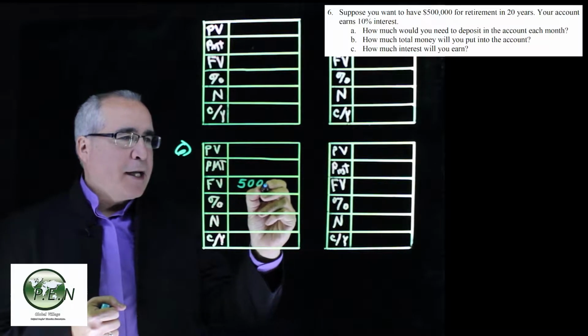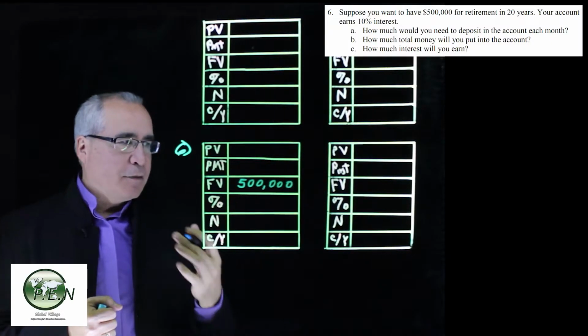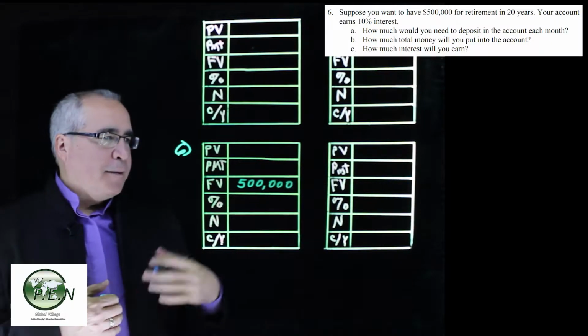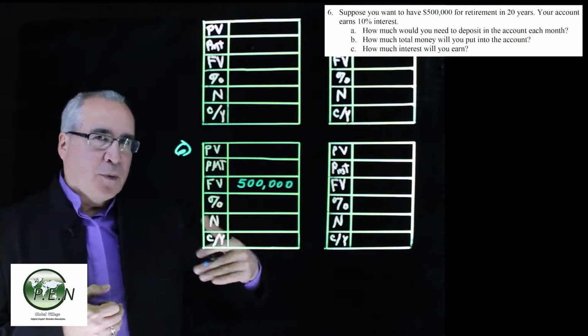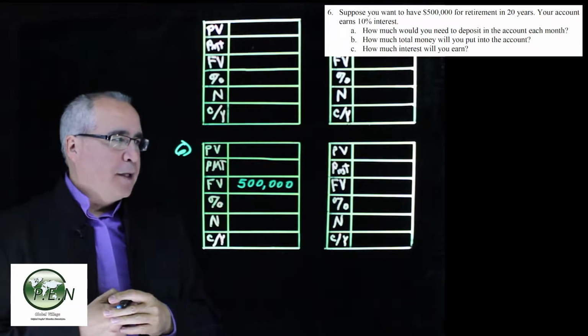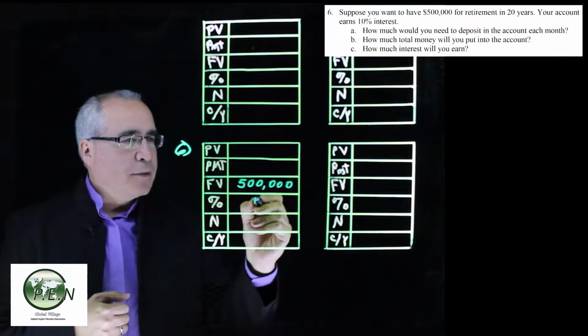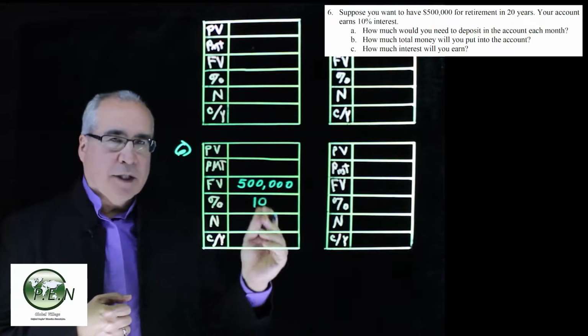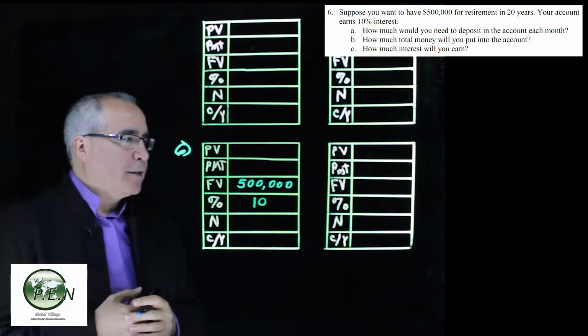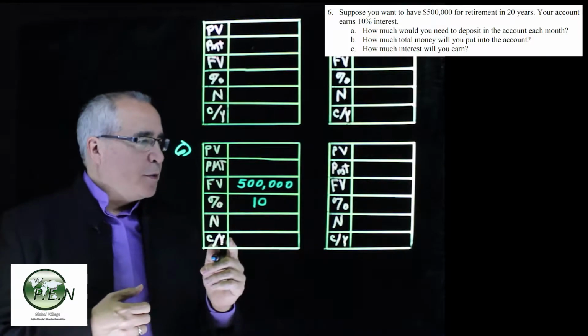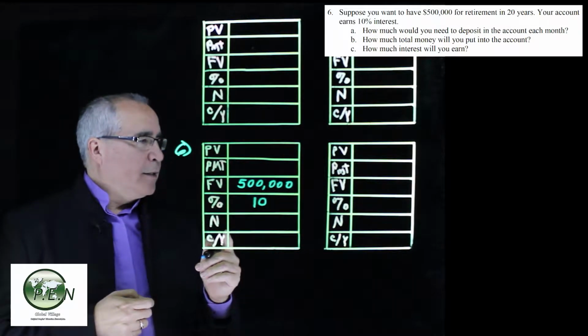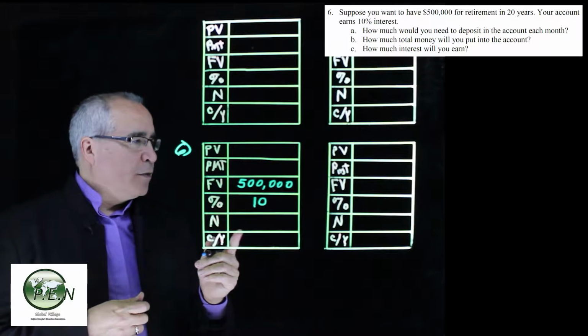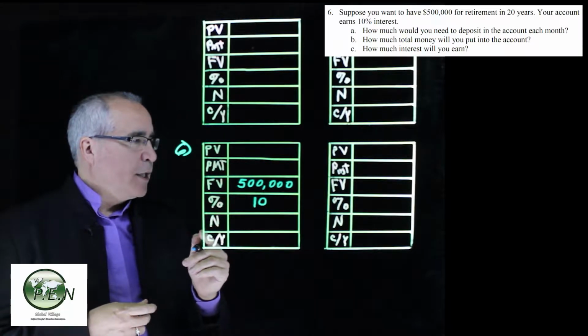We want to have it come back to us, so that's positive values. And we've got 20 years to work towards this goal. Your account's earning 10%, so we're going to see the power of 10% interest. It's really nice. We're going to do it for 20 years. Let's see, how are we depositing this money? How much would you need to deposit in the account each month?